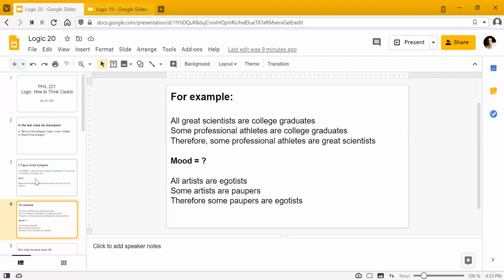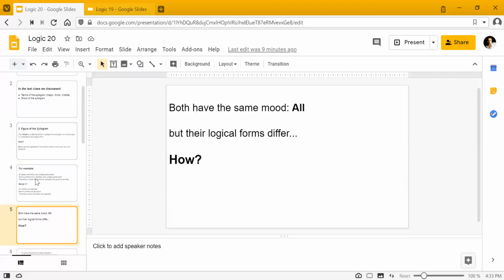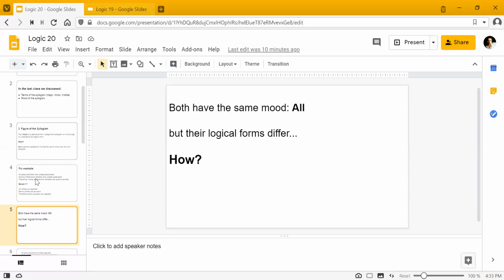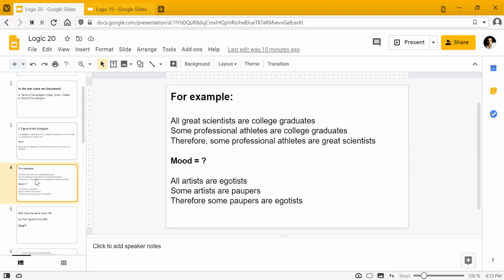इन दोनों arguments को अगर आप देखें तो इन दोनों का mood क्या है? दोनों का mood एक ही है, यानी कि AII. ठीक है? You can check. So अगर दो arguments का mood एक ही है, so फिर how do we differentiate between the two?